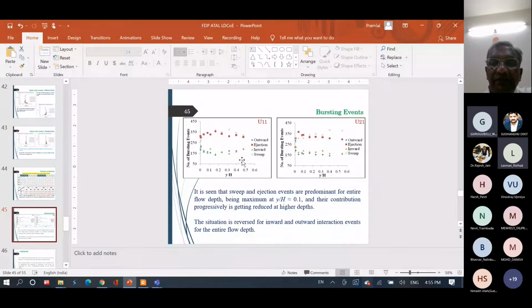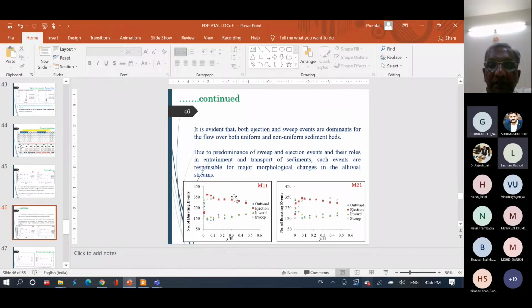Then I have drawn a few plots, which are also available in the paper, where we have plotted the number of bursting events: outward interaction, ejection, inward interaction, and sweep. At y by h equal to 0.1, at this particular point, you can see that sweep and ejection events are predominant for the entire flow depth. The sweep is this cross one, and ejection is this red one. These two events dominate the entire depth, whereas inward and outward interactions have minimal or lower values. At 0.1 it is a maximum, and these are minimal values. Similarly, this is for uniform sediments, U11, U21, and this is the kind of variation you have for non-uniform sediments.